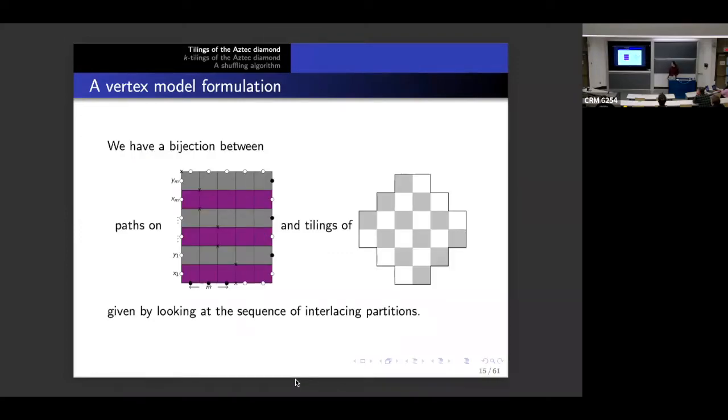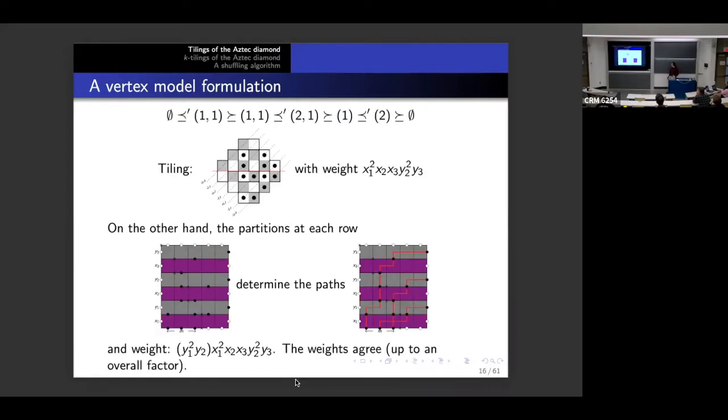So now, like I said, we'll have a bijection between tilings and path configurations on this lattice by looking at the sequence of partitions. So we take our tiling, we draw the particles, we read off our sequence of partitions, then we assign these particles to the horizontal slices of this lattice, and that uniquely determines the path configuration. And so that gives us our bijection, and it's a fact that the weights are the same up to some overall factor, but the overall factor doesn't depend on the configuration, it only depends on the rank, and we'll just ignore that in the end.